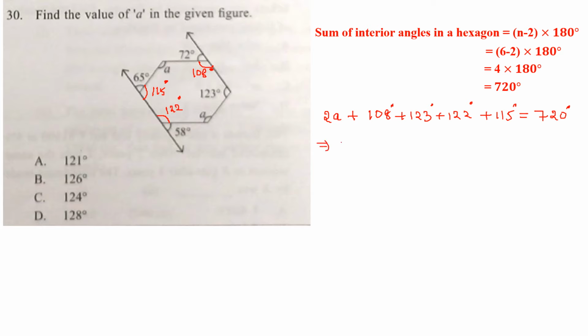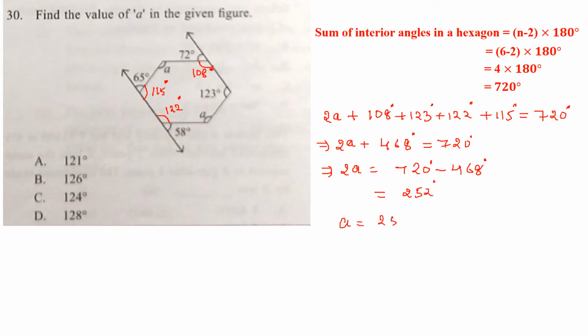Further, you can write it as 2a plus, and if you add all these angles, you are going to get 468 degrees. This is equal to 720 degrees. So the value of 2a will be 720 degrees minus 468 degrees, which will further give you 252 degrees, and the value of a will be 252 degrees divided by 2, and your answer will be 126 degrees. So if you see the options, B is the correct option.